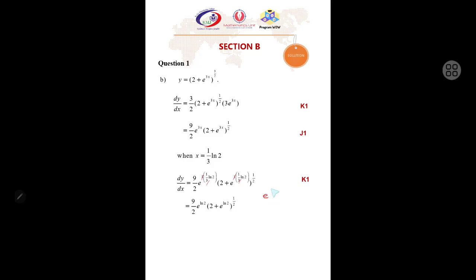Okay, from the properties, e^(ln a) equals a. So you will get the constant. So e^(ln 2) is 2. 2 plus 2 to the power of 1 over 2. Evaluate the value, you will get your answer, 18. So that is your final mark, G1. Total here is 5 marks. Okay, so that is question 1B.